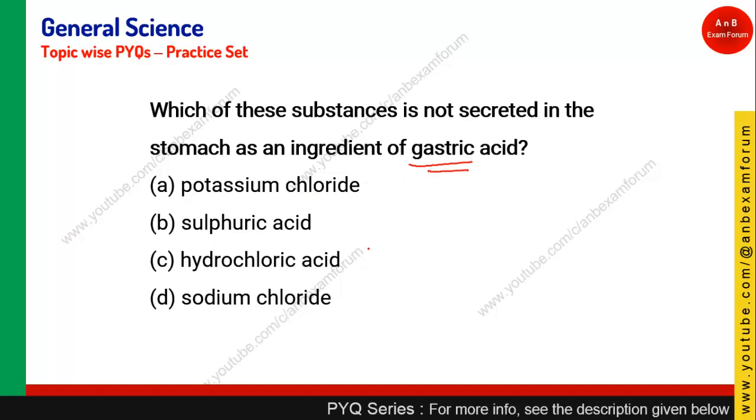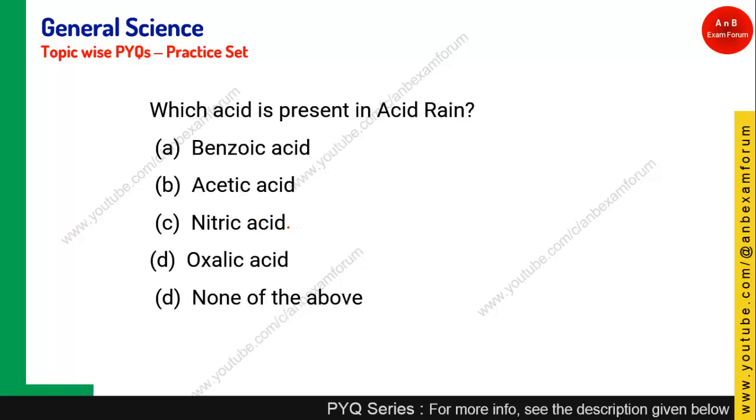Okay, so if you see all these options, sulfuric acid is a very strong acid, and it is not present in our gastric juice. So sulfuric acid, those who have given, they are right. So sulfuric acid is not secreted in the stomach.